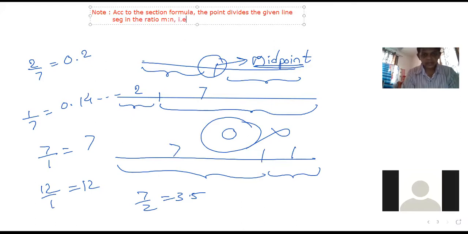That is, into how many parts? If the ratio is m as to n, the line is actually divided into m plus n parts. See, when the ratio is 2 as to 7, the line is divided into 9 parts, 2 parts to the left, 7 parts to the right. Yes or no?